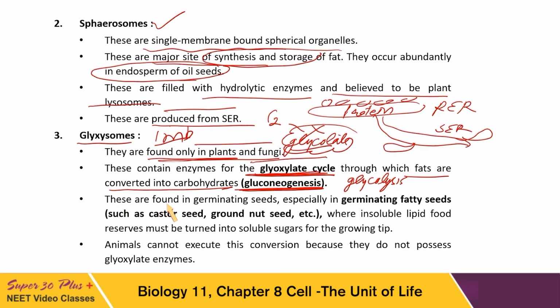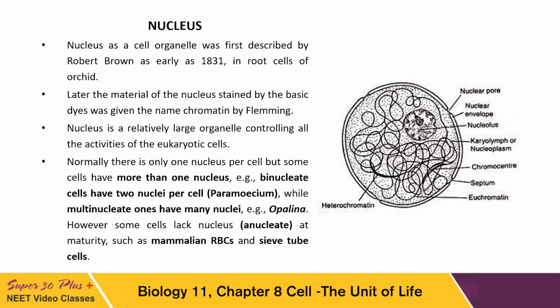Gluconeogenesis. These are found in germinating seeds, especially germinating seeds which are rich in fatty acids and fats, such as castor seed and groundnut seed, where insoluble lipid food reserve is there. That should be converted into soluble sugar at the time of germination to provide energy. Animals cannot execute this conversion because they do not have these glyoxylate enzymes. Is it clear? Okay. That was about the microbodies.